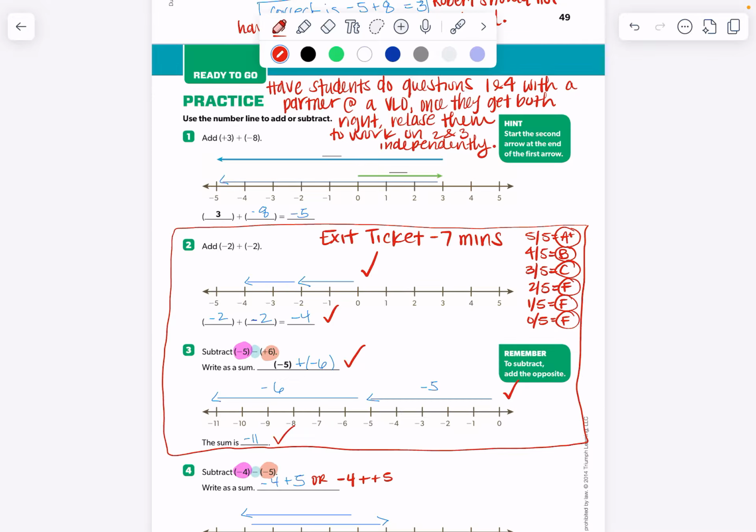There are 5 parts. Did they do both number lines correct? Did they get the sums correct? And then were they able to rewrite the equation?